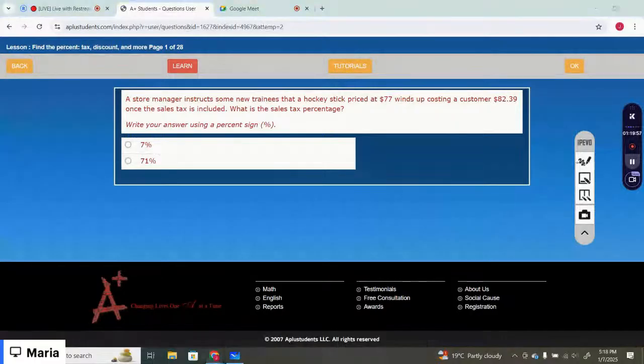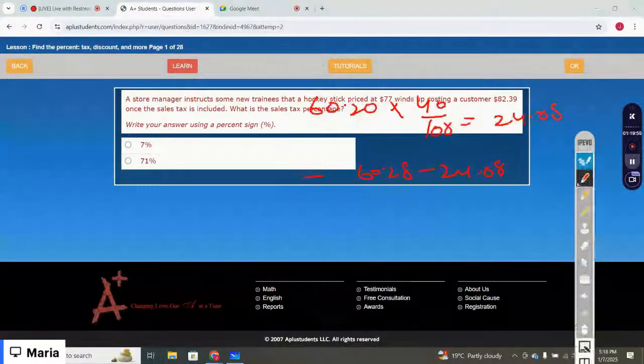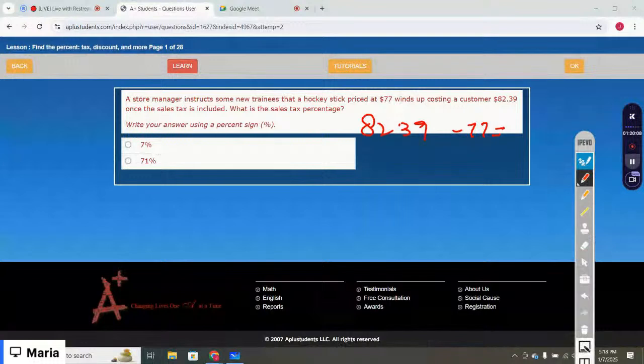So that is 82.39 minus 77, right? That is 82.39 minus 77. That is 5.39, right?